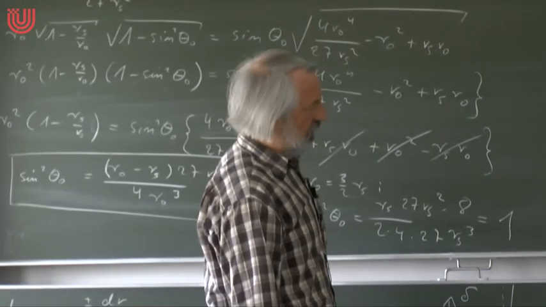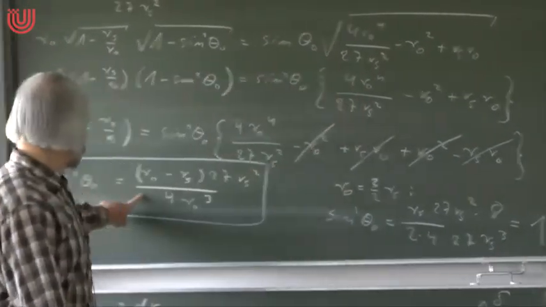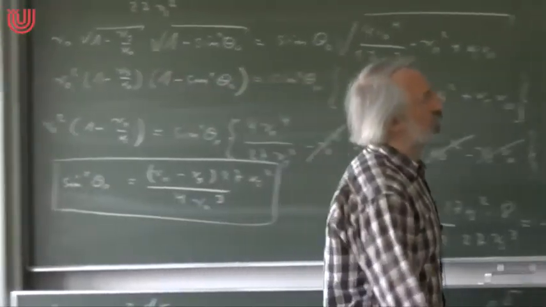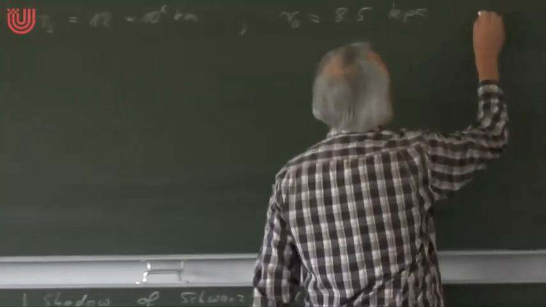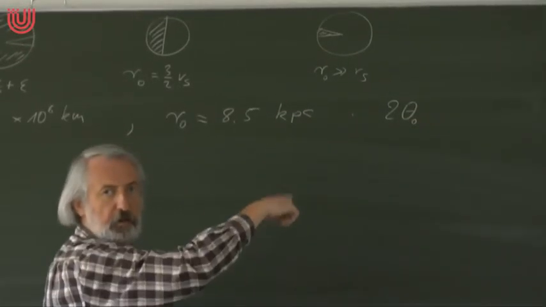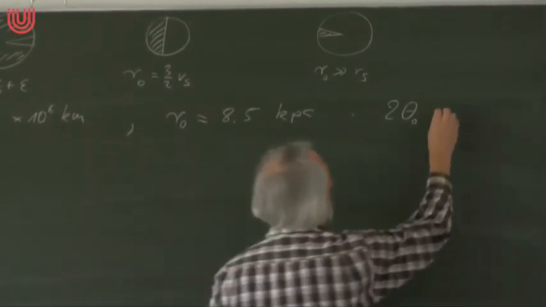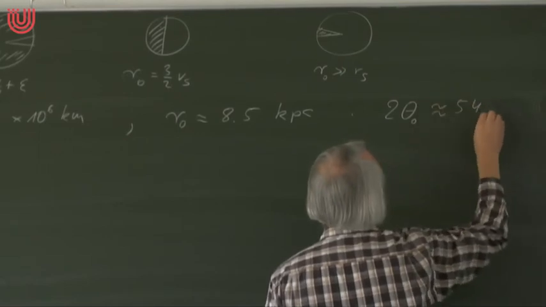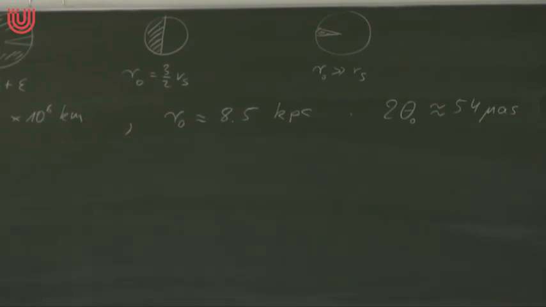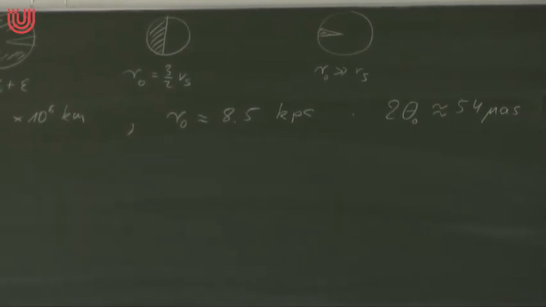If you do this, where's the formula? Here it is. If you just insert these numbers into this formula, then what one usually gives is 2 theta_O, that's the diameter. Yeah, the diameter of the shadow. You get something like 54 micro arc seconds. Micro arc seconds, yeah? 10 to the minus 6 arc seconds. Everybody knows what an arc second is? Yeah? No? Come on.